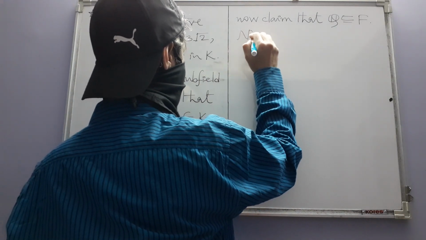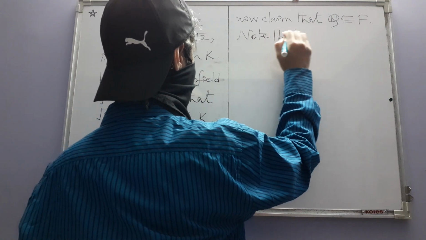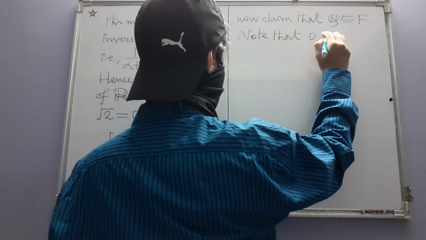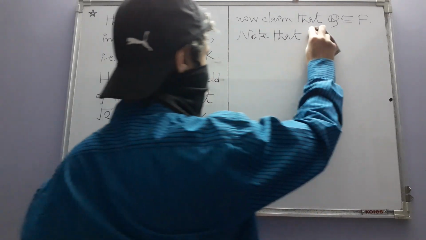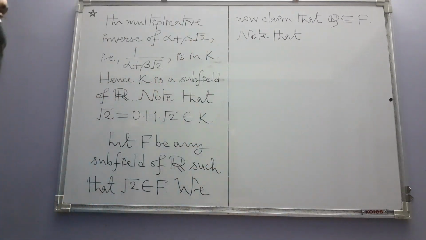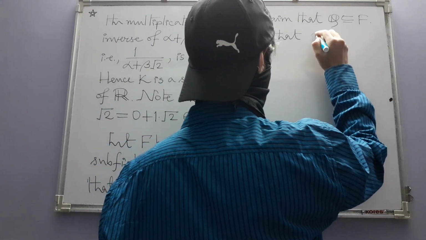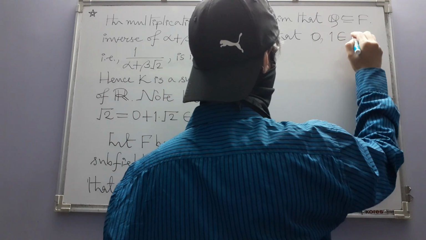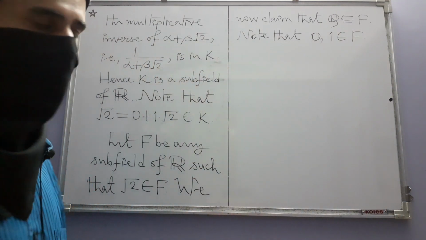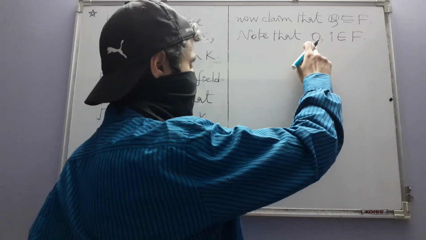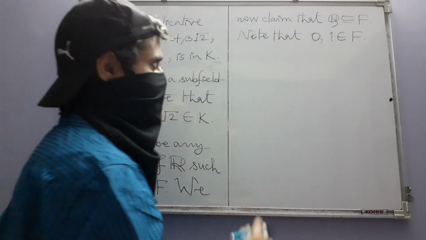Note that, there is something that we immediately note. Both 0 and 1, the rational numbers 0 and 1, belong to F. Why? Because F is after all a field, so it must have the 0 element and also must have the unity of the original field. It's a subfield.